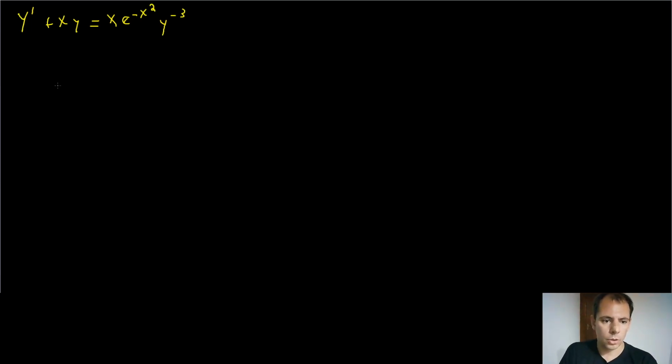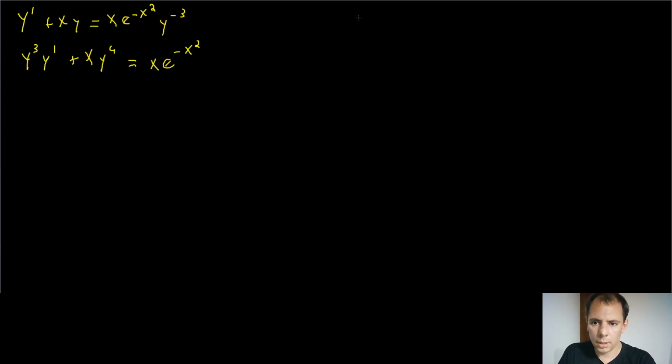So we have to make this go away. We're going to multiply everything by y cubed. So y cubed y prime plus x y to the fourth equals x e to the minus x squared. And there you go.